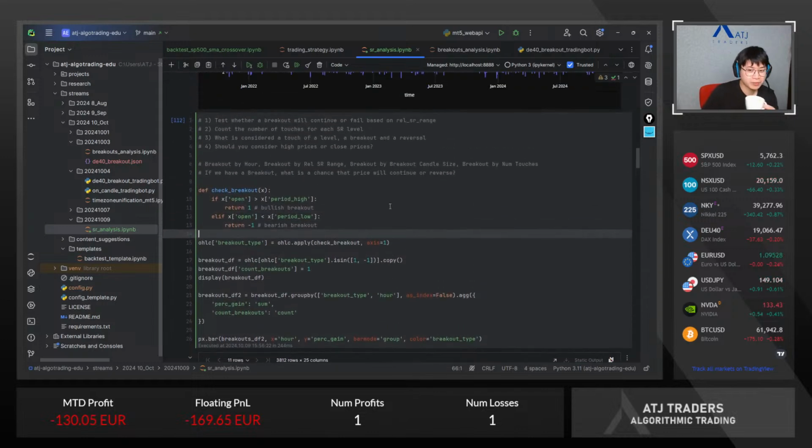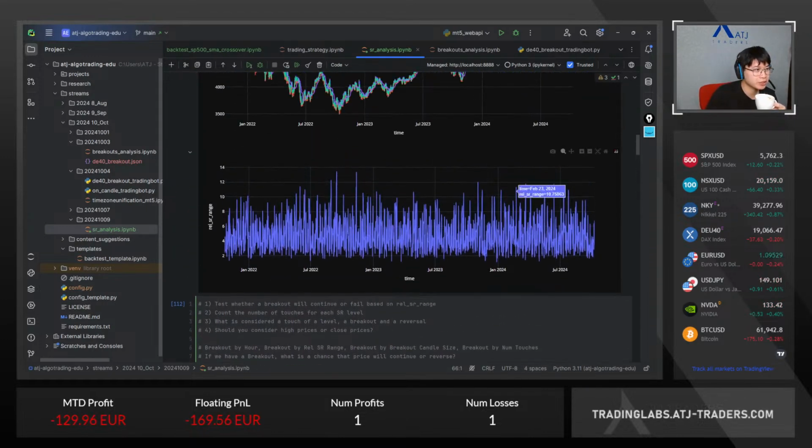Once we're done with the breakout, I was thinking that maybe we could start adding some fundamental analysis. So we could, for example, extract Forex Factory news data and look at how every release has affected the price and so on.